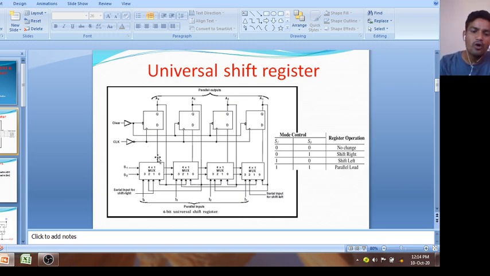Connect the output of each multiplexer to the input of a D flip flop. Connect from here to here. Similarly, connect the output of this mux to this flip flop, the output of this mux to this flip flop, the output of this mux to this flip flop.